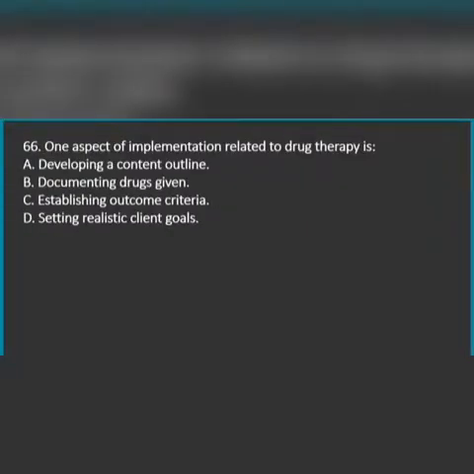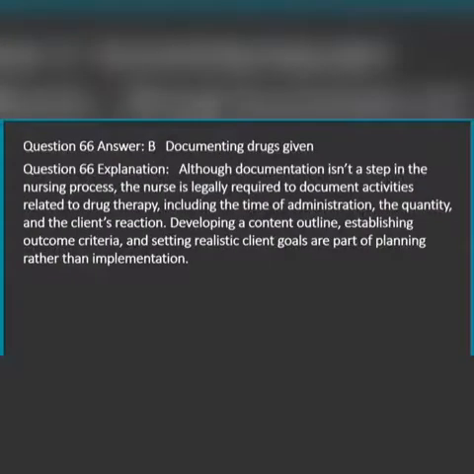Question 66. One aspect of implementation related to drug therapy is A. Developing a content outline. B. Documenting drugs given. C. Establishing outcome criteria. D. Setting realistic client goals. Question 66 Answer: B. Documenting drugs given.